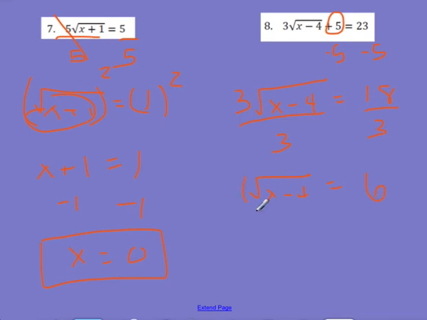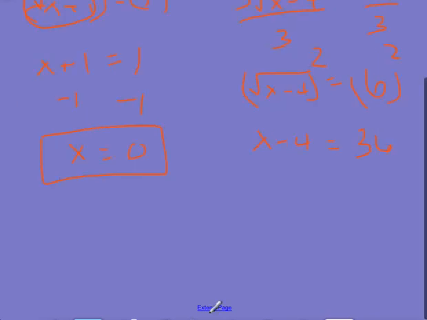Now that I have that radical isolated, I'm going to square both sides. When I square a square root, I'm left with x minus 4 underneath the radical there, and 6 squared is going to be 36. So now I need to finish solving this for my x. Since it's minus 4, I'm going to add 4 to both sides, and I get that x is equal to 40. So that's my final answer for number 8: x is equal to 40.